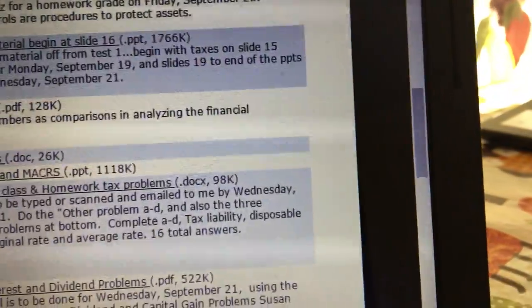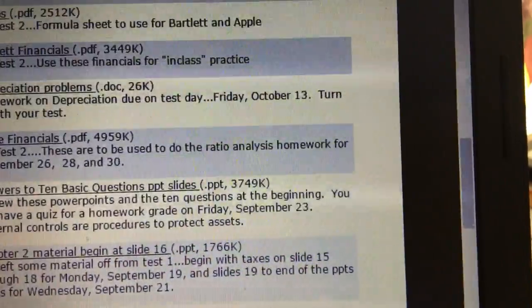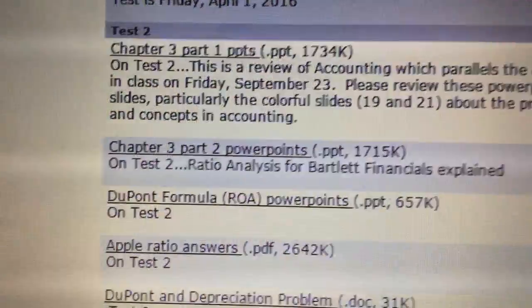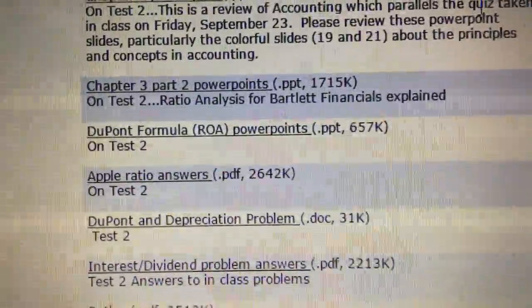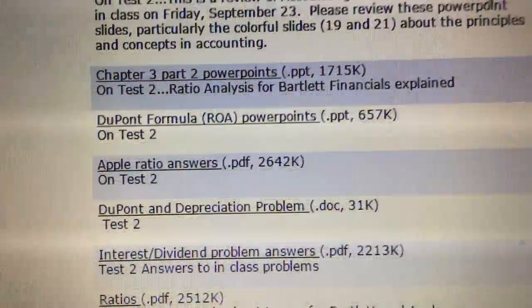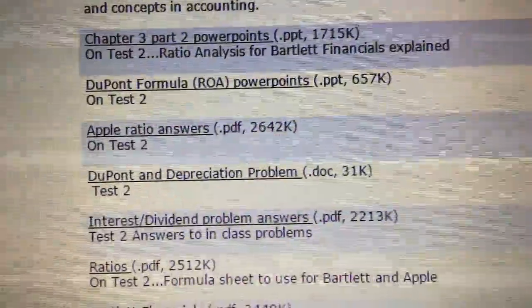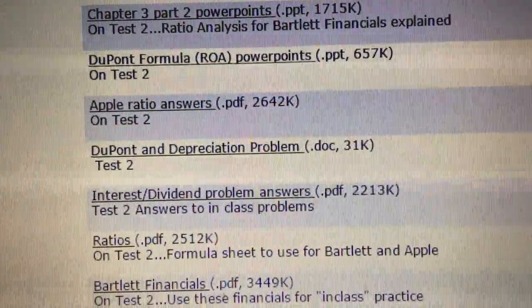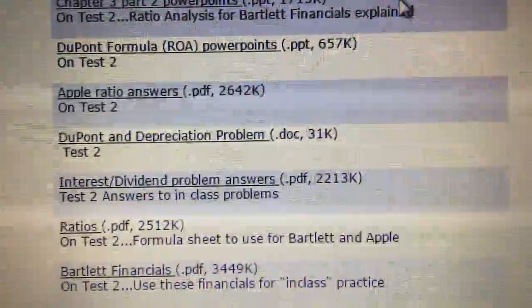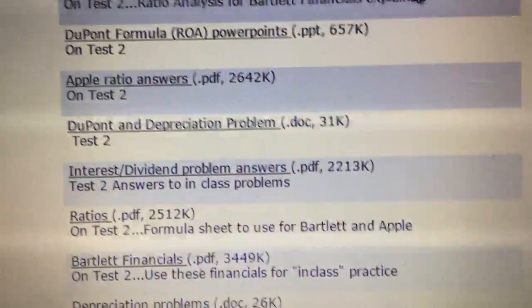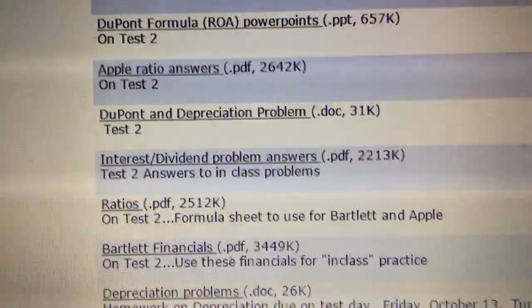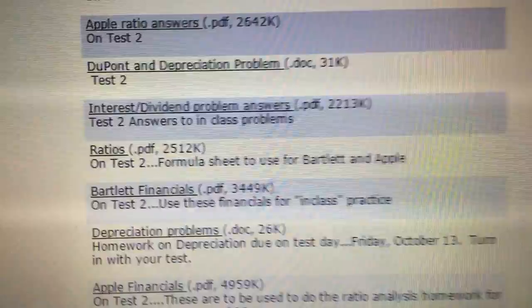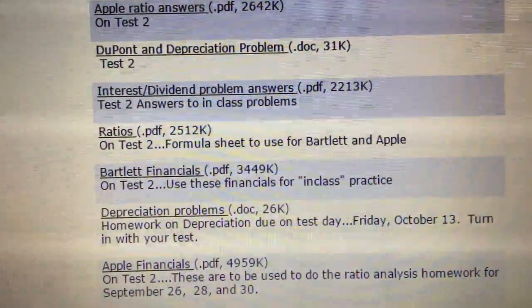Okay, if you go to your test 2 material, right here, test 2. A lot of information. We have all the ratio information, accounting review. We have DuPont. I've given you Apple answers, which you went over yesterday in class. DuPont problem, a prior problem on interest and dividends that I did, I believe, the first day I was out. Ratios, just a handout, and I'll give you that on the test. Bartlett financials, which we used as an example.